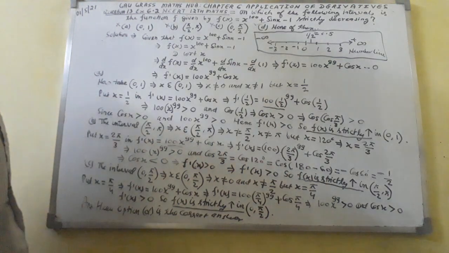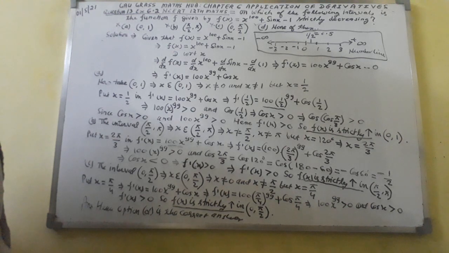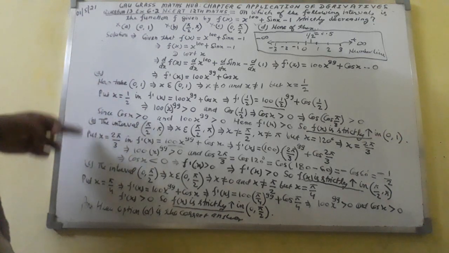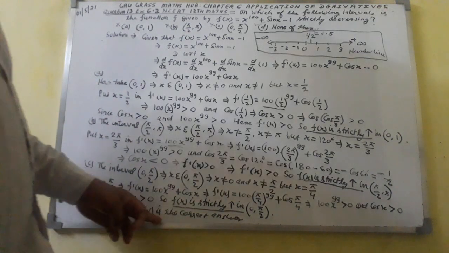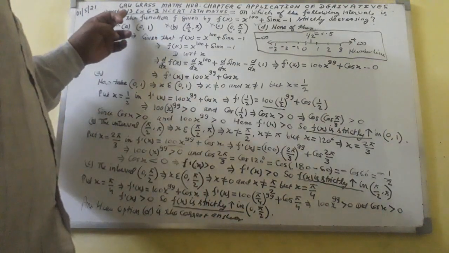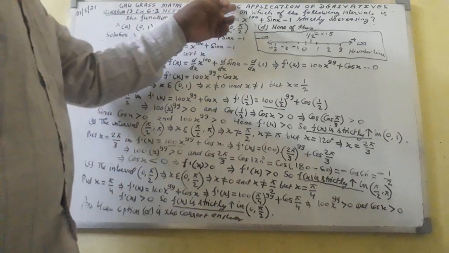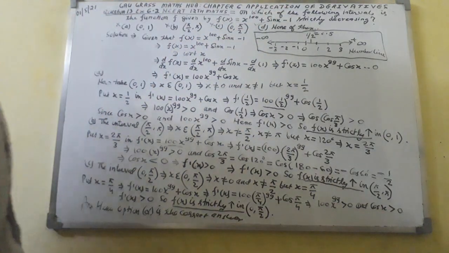So I think I have fully explained question number 13, that is an MCQ type question. On the basis of this type of question, so many questions can be formed. Please practice it. If you have any doubt, please comment in the comment box in my video. Option A is not correct, option B is not correct, option C is not correct. So hence, option D will be the correct answer of question number 13, exercise 6.2, chapter 6, application of derivative of NCERT 12. Okay guys.